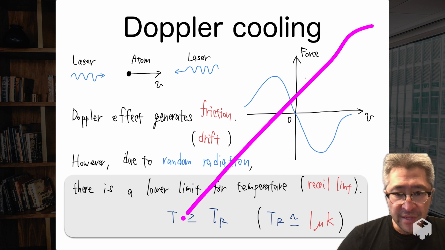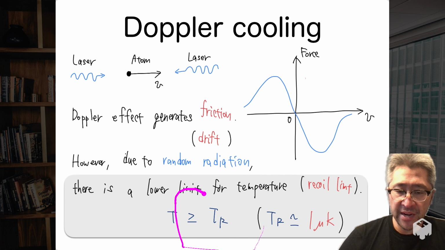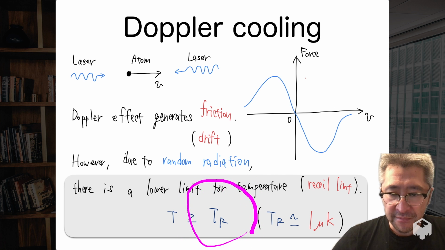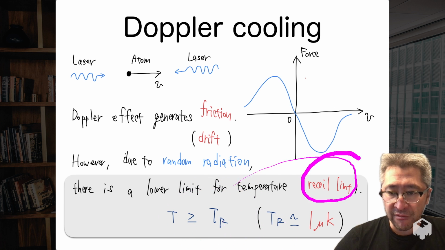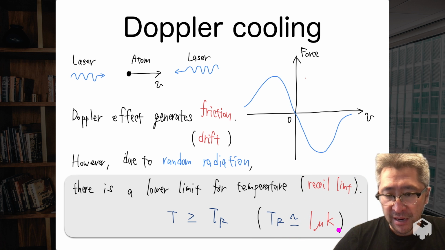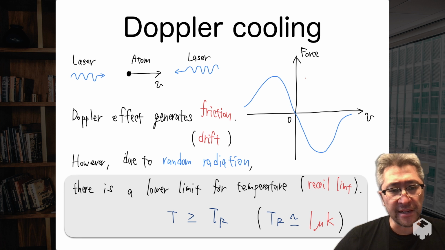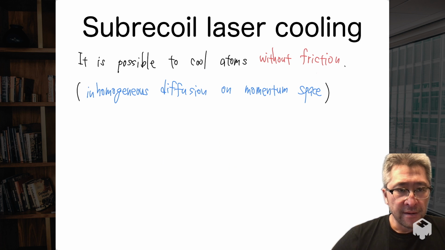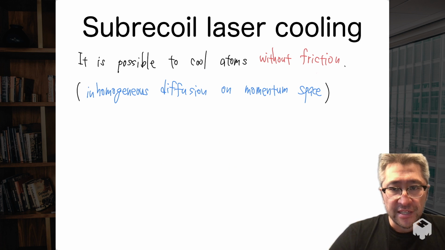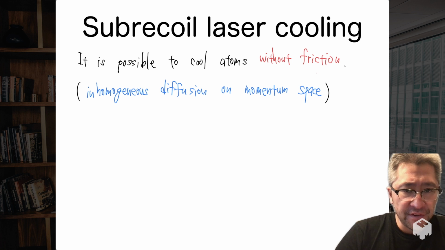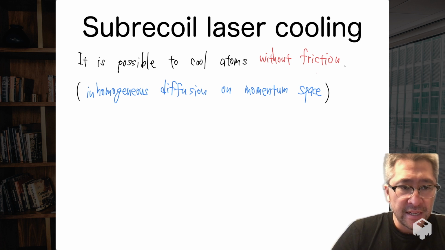This temperature cannot be lower than T_R. T_R, the recoil limit, is about 1 microkelvin. Usually, laser cooling uses this kind of friction. However, it is possible to cool atoms without friction. Inhomogeneous diffusion on momentum space is very important to cool atoms.